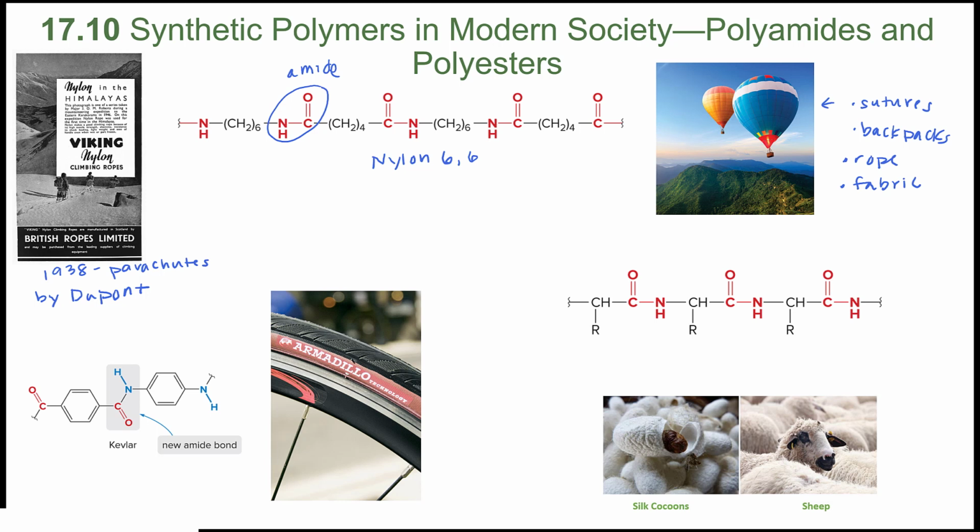We'll also see amides in wool and silk. And these have different connectors in between. So there's only a CH with an R group here, so it's branched versus the 4-carbon linker in between there for nylon 6,6. And when you have these benzene rings here, this makes Kevlar, and you can see the amide bond in gray. So Kevlar, you may know, is used in bulletproof vests.